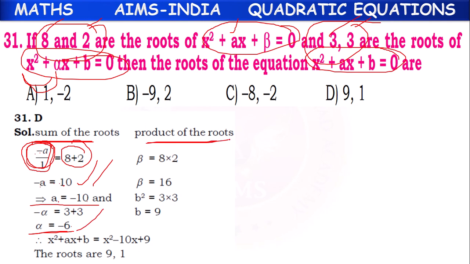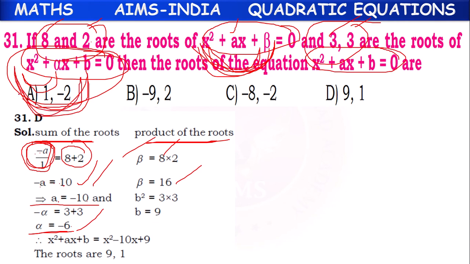If we take the product of roots, c by a means beta by 1 equal to 8 into 2. Beta equal to 16. For this equation, c by a means constant by x square coefficient, b by 1 equal to 3 into 3. So b equal to 9. So we got all the values: a, alpha, beta, b, all values we have got.